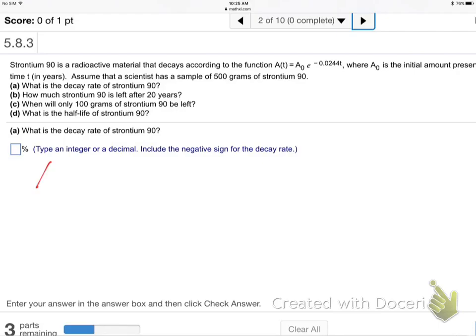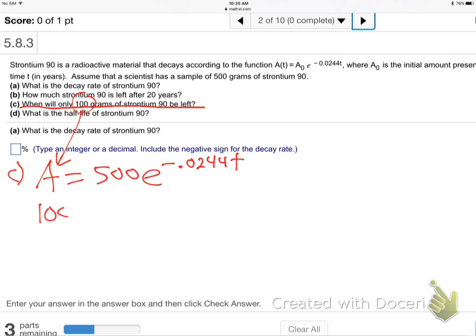Same formula. So for A, I'm going to put the 500 in, right? Because the A0 is 500. And on question C, when will only 100 grams be left? So I just put the 100 in for the amount, right? Is that good? See how these are the same as the financial problems? Like that. And then I just solve for T, because they said when. You know how to solve for T. Can I go dot, dot, dot? We did that a bunch in the financial ones.